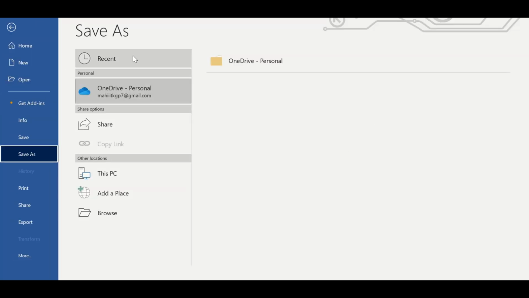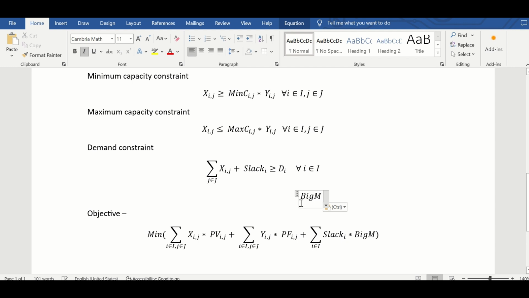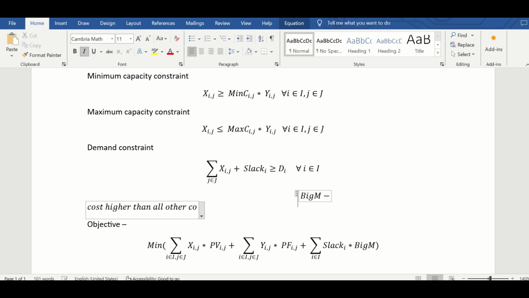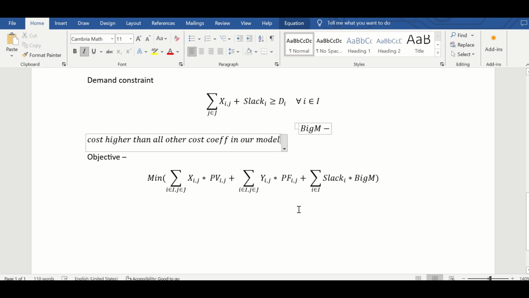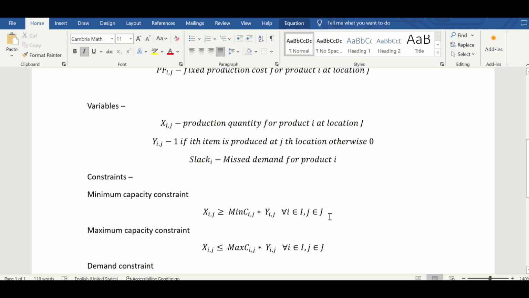So the big M here represents, and we can write the definition of the big M here: a high enough cost, higher than all other cost coefficients in our model. So this big M is the cost which is higher than all other cost coefficients. We can take the max of PV cost and PF cost, and then take the plus one to make this the slack cost. And this completes the overall formulation for us.